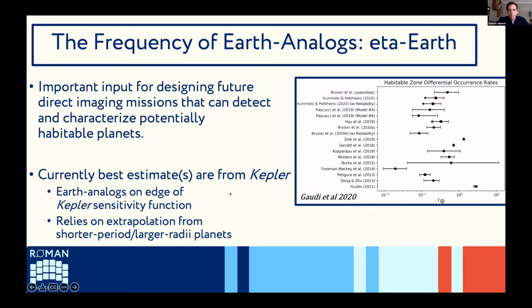But right now, our current best estimates are coming from Kepler, and these Earth analogs were on the edge of Kepler's sensitivity function. So people have necessarily had to extrapolate from shorter period planets and larger radii planets. And in this plot, you can see the evolution as a function of time of the estimate for this occurrence rate in the habitable zone of sun-like stars. It's starting to converge, but any other handle we can get on the statistics is going to be very vital.